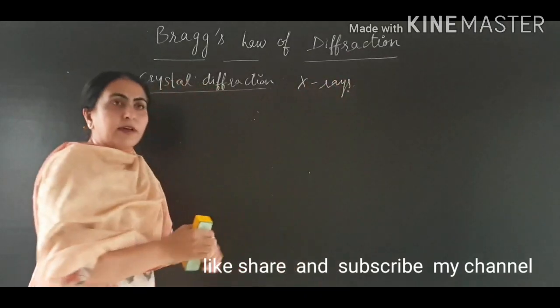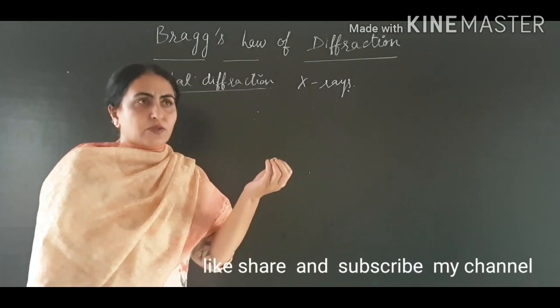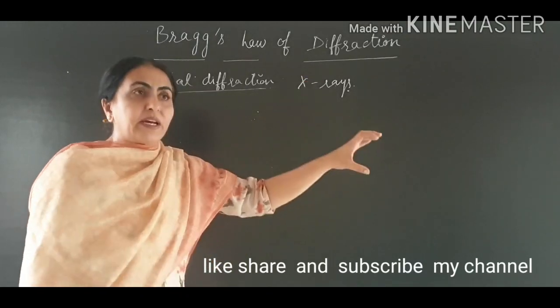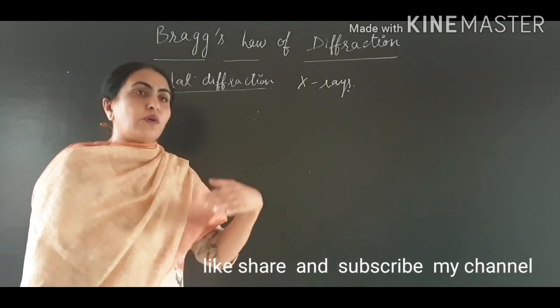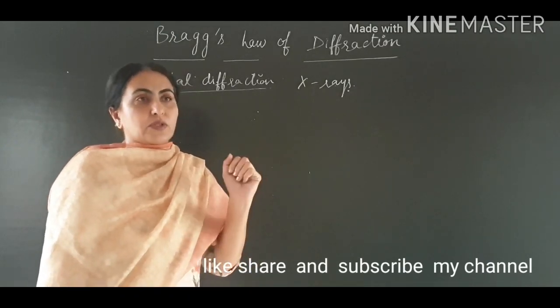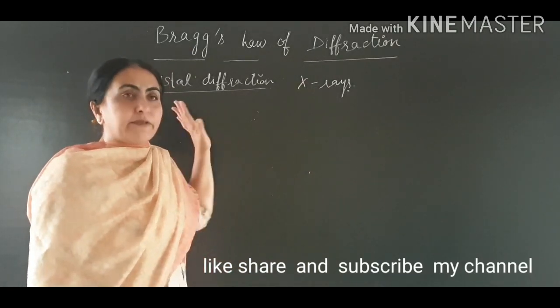have wavelength on the order of an angstrom, 1 angstrom you can say, and the atomic dimensions of a crystal are also approximately equal to 1 angstrom. So we use X-rays for crystal diffraction.